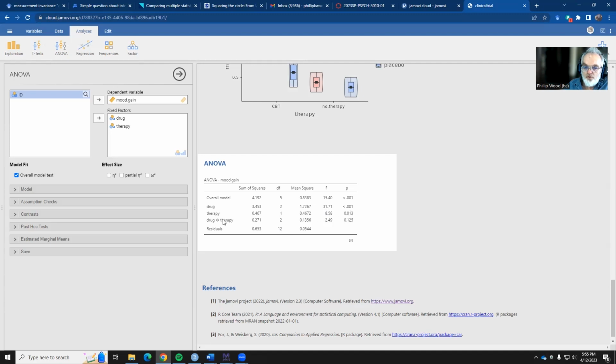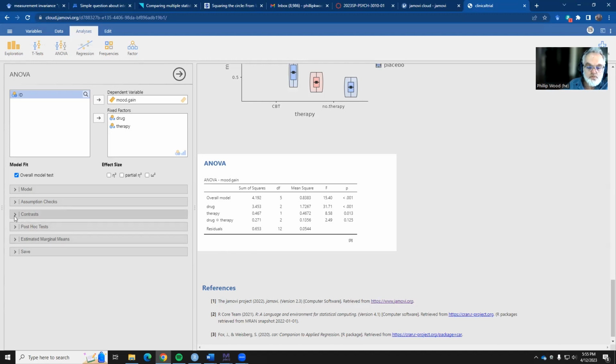Now for the last one, drug by therapy interaction. Is there a difference in the differences between therapy groups as a function of whether or not they got therapy? A difference in the drugs, sorry, depending on whether or not they got therapy. And here we see that's not statistically significant. So in terms of statistical significance, it looks like so far we have 2 main effects and no interactions.